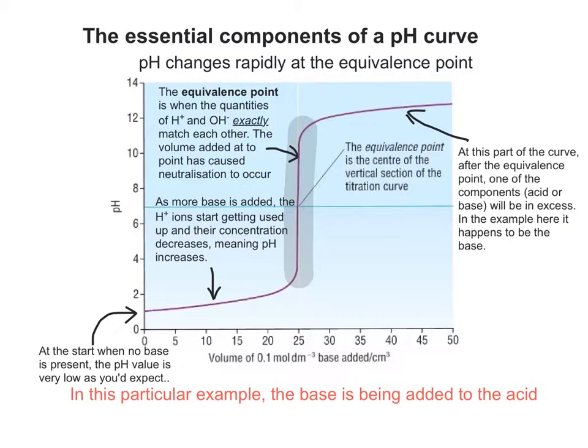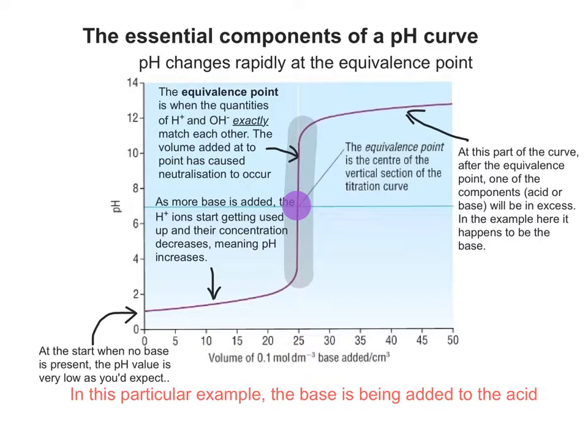After the equivalence point has been reached, if you keep adding your component, the pH will reflect that component. So in this particular example, it's the base that's in excess. So after the equivalence point shows the point at which more base than acid exists in the mixture.